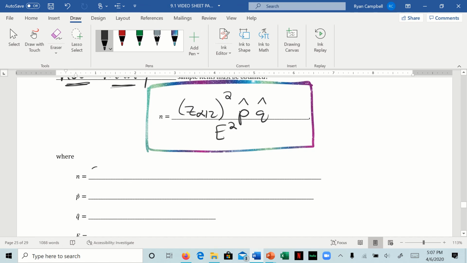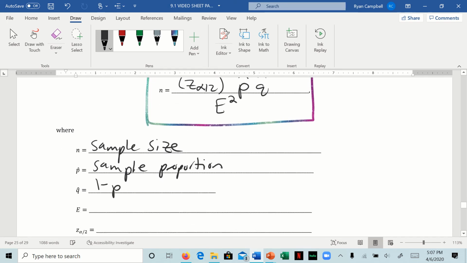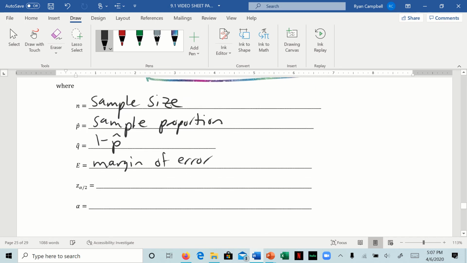All right, N is the sample size. P hat, we already said, is the sample proportion. Q hat is just 1 minus p hat. So that's all that is, 1 minus p hat. E is going to be the margin of error. And then this is going to be the critical value of alpha divided by 2.